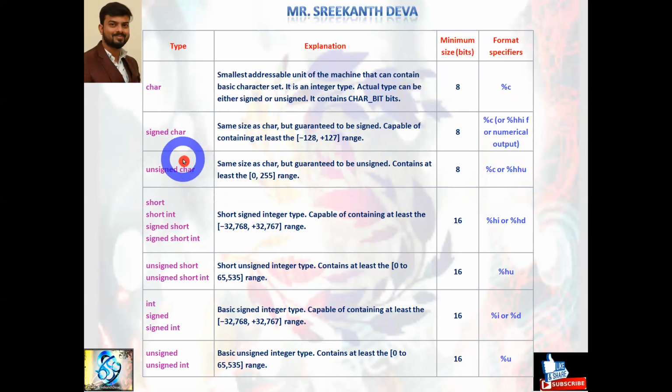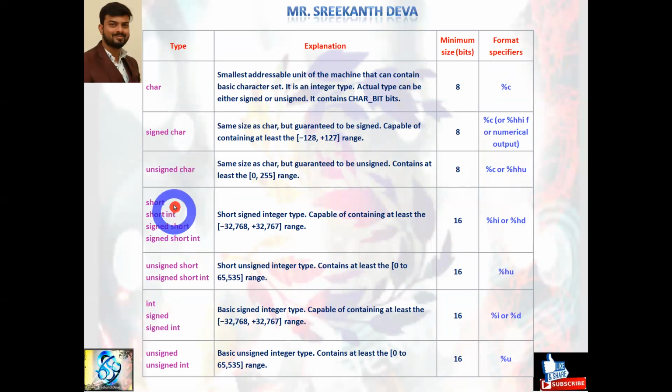Coming to the signed char, similarly same size as char but guaranteed to be signed, capable of containing at least the minus 128 to 127 range. 8 bits, percentile c or percentile hhi for numerical output. And unsigned char, same size as char but guaranteed to be unsigned, contains at least the 0 to 255 range. 1 byte of memory, 8 bits represents 1 byte of memory. The format specifier for unsigned character is percentile c or percentile hhu.